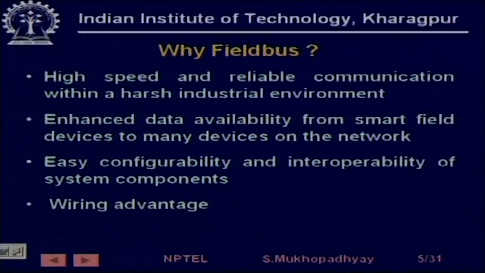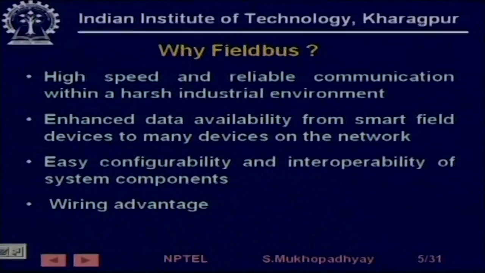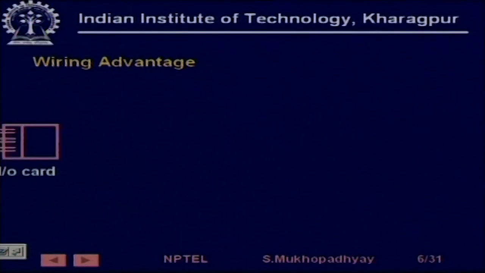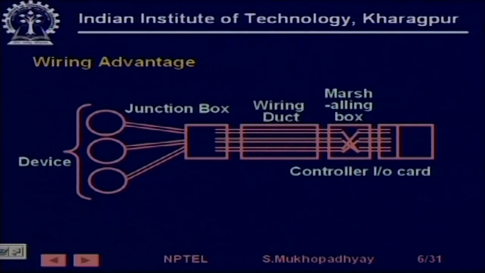Then there are huge wiring advantages. That is because it's a network on which devices are hung. Remember that wiring, although it just means cables, involves data cables. They are not only expensive, they have to be laid, installed, commissioned, and they have to be maintained, right? That's a huge task, and therefore the advantage of wiring is non-trivial in the case of an industrial automation project. See how the wiring advantage comes.